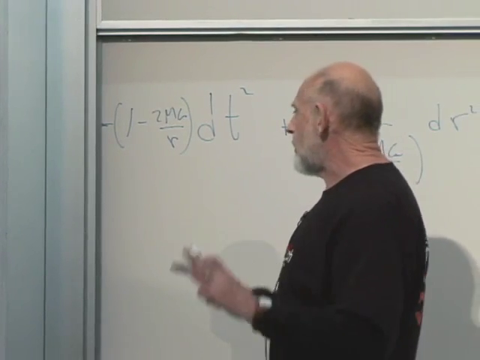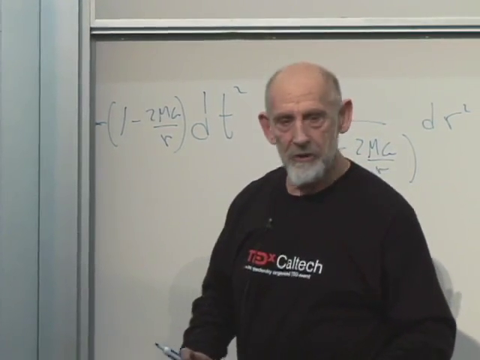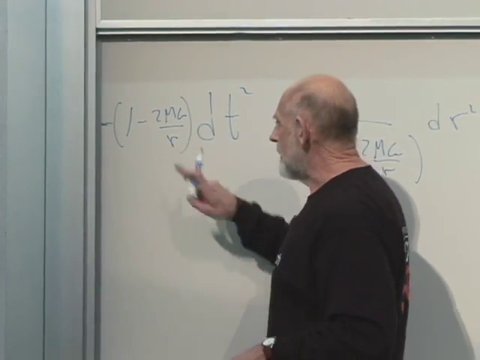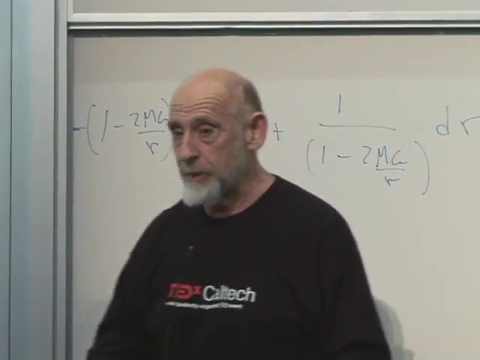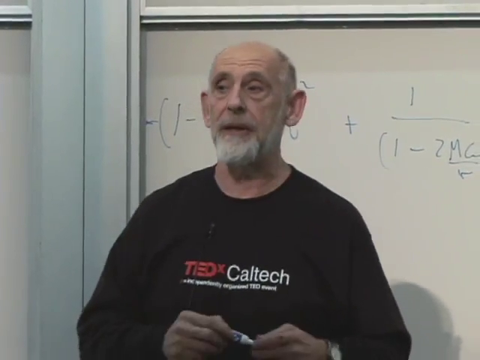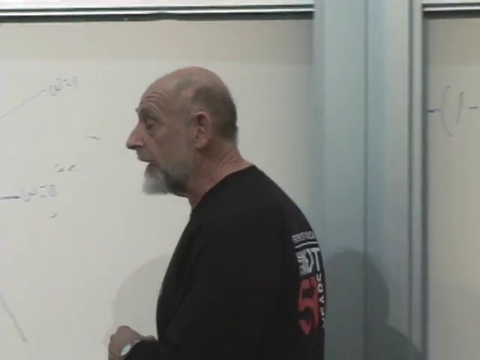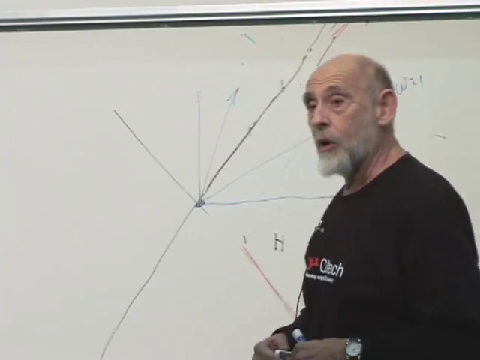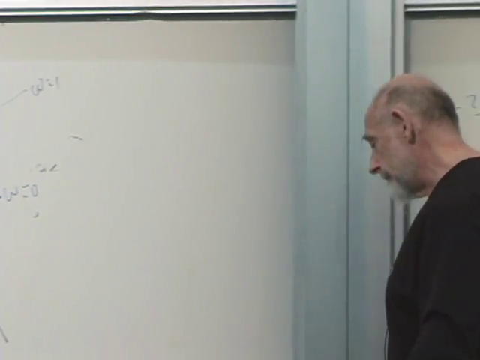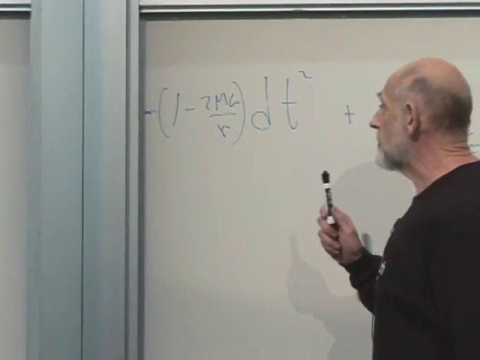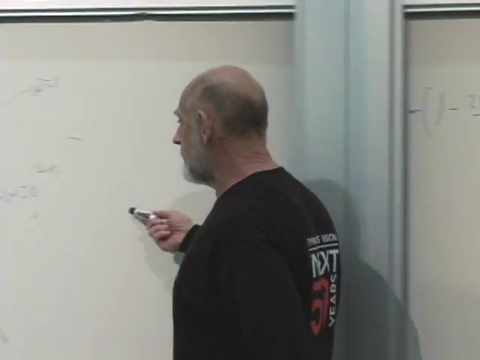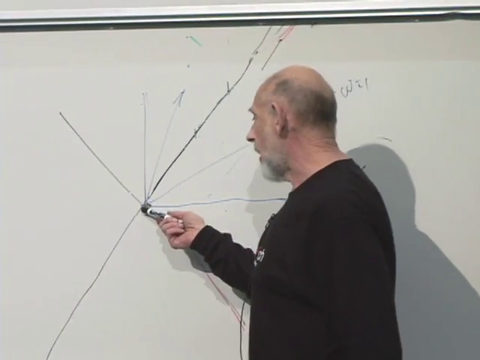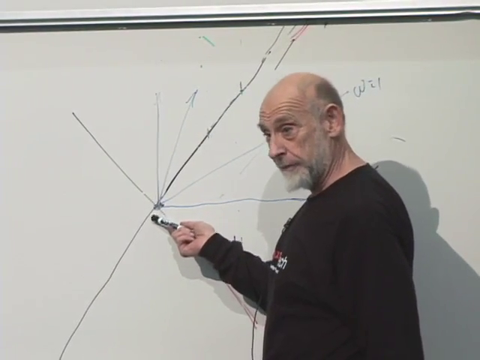Okay, now let's go to where the singularity lies. The singularity is at r equals 0. That's a nasty place. There's something very dramatic happening there. Tidal forces become infinite. Curvature becomes infinite. All hell breaks loose at the singularity. That's r equals 0. Well, as we start coming in, we go to r equals 2MG. That's not 0.